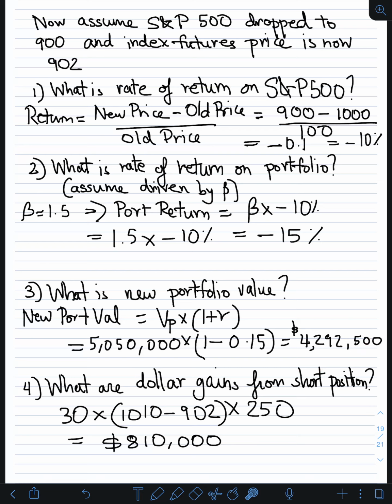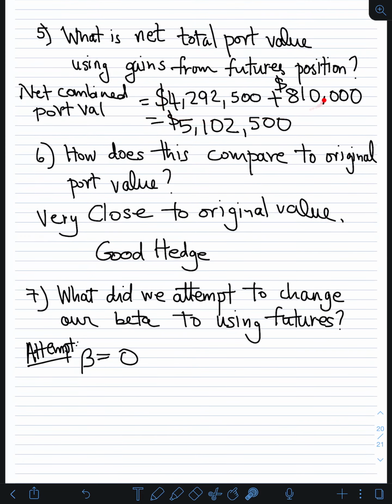At the same time, we find out how many gains we made using the index futures. Then we sum them up: our new portfolio value and the gains we made using the futures position. We find out our total value at the end, and we hope that it's very close. Hopefully we've designed it well enough that it is very close to the original portfolio value if we want to eliminate the effects of the market altogether, which means we're trying to achieve a beta of 0.